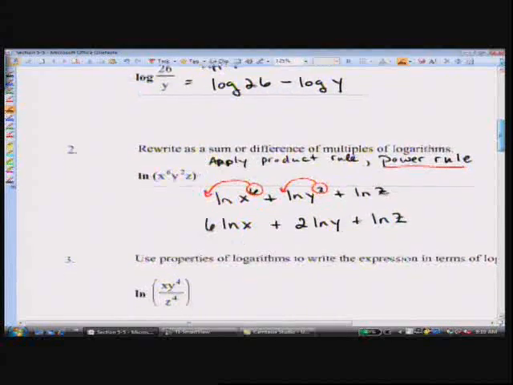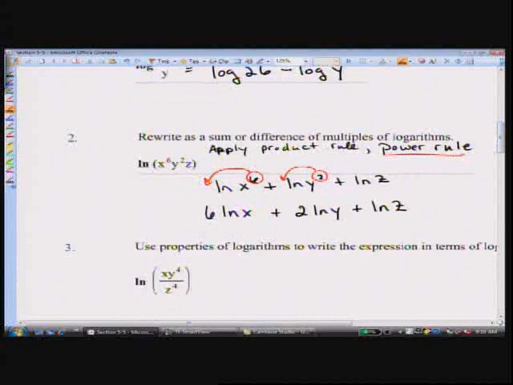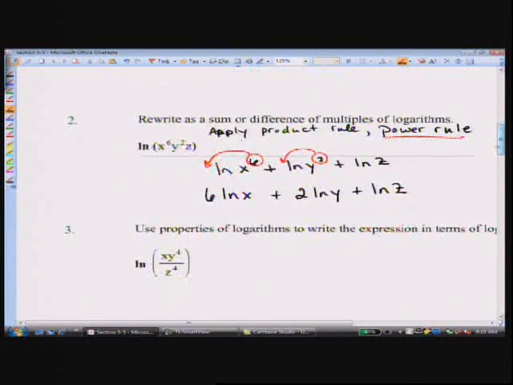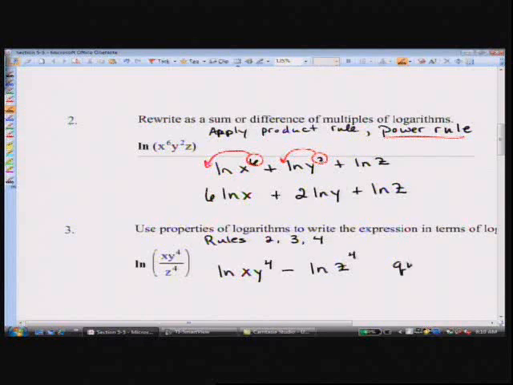Now let's try the properties again. This is a combination of all three rules, rules 2, 3, and 4. First we'll use the quotient rule. So we'll have the ln of xy to the 4th minus the ln of z to the 4th. So that's the quotient rule. Then I'll use the product rule.